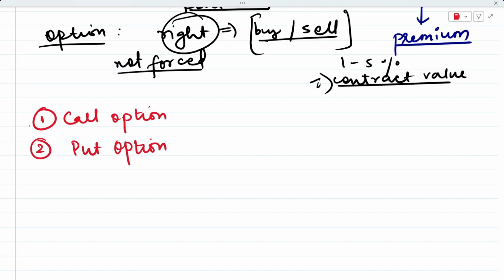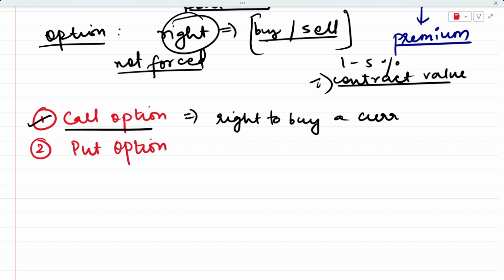We have two types of option. The first type of option is called the call option. The call option tells me that I have the right to buy a currency at the agreed price. So I have the right to buy a particular currency at the agreed price.